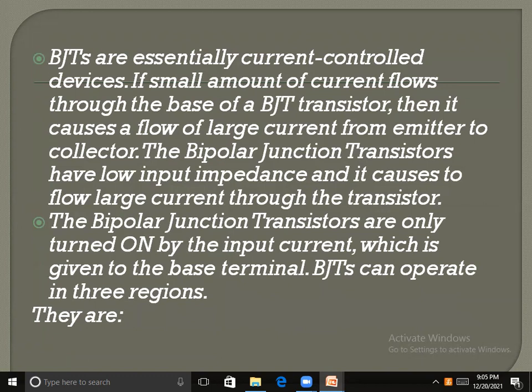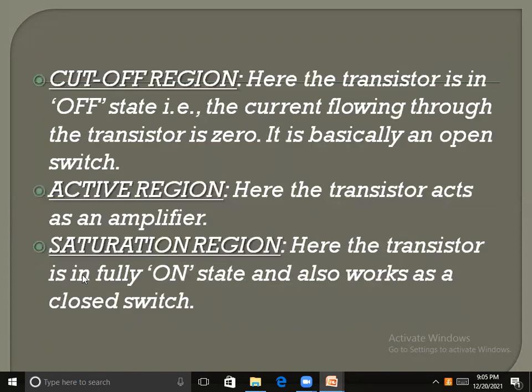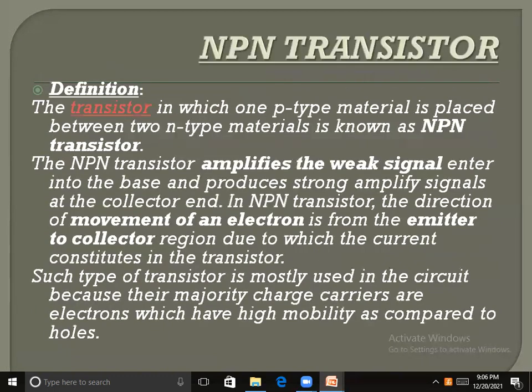BJTs can operate in three regions. They are cutoff region, active region, saturation region. Cutoff region: here the transistor is in off state, that is, current flowing through the transistor is zero. It is basically an open switch. Active region: here the transistor acts as an amplifier. Saturation region: here the transistor is in fully on state and also works as a closed switch.